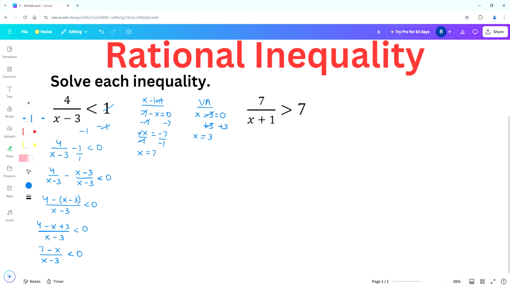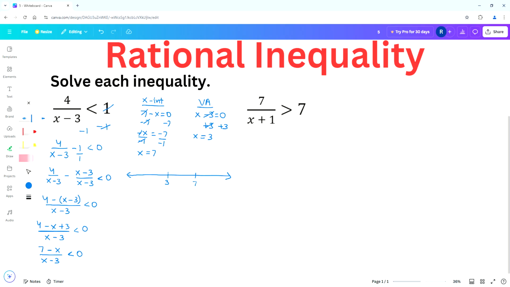We can use the number line method to solve the inequality. We should draw a number line and show the x-intercept and the vertical asymptote values. These 2 points divide the number line into 3 parts. We'll have to test the inequality in the 3 parts of this number line. We'll use a test value from each part.